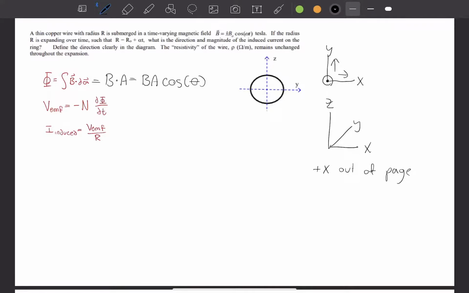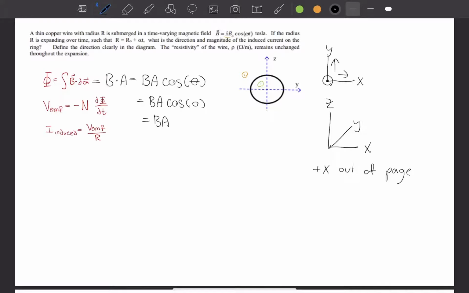However, we see that B is pointing out of the page in the positive x, and we see that A, the area vector, is also pointing out of the page. So they are parallel, and therefore the angle between them is 0. So we can further simplify this to B times A times cosine of 0, which just equals B times A, of course, because cosine of 0 is 1.